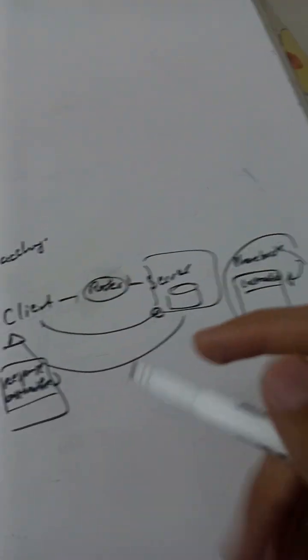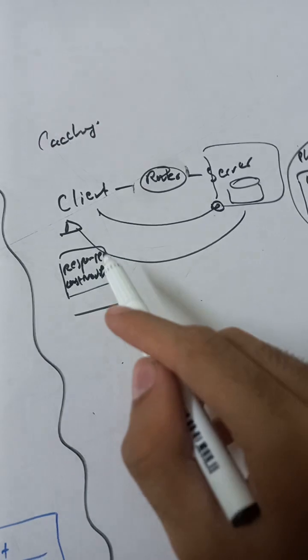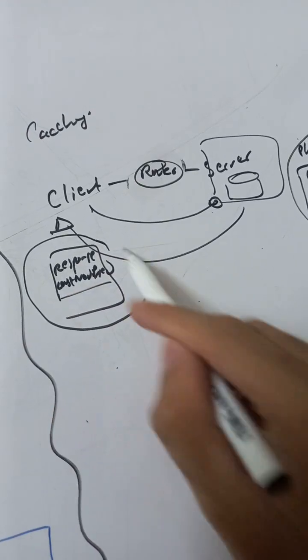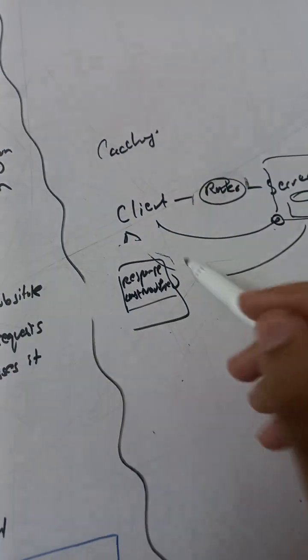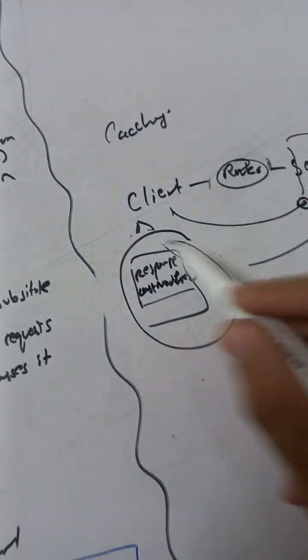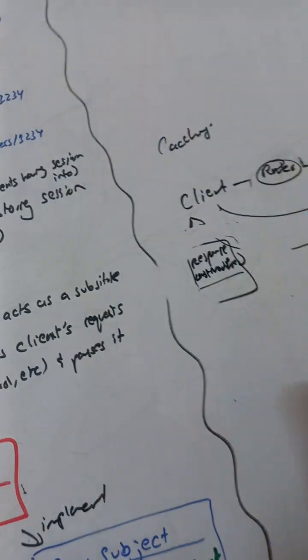Now imagine that the client wants to retrieve this information again, so it will first look at its own. So, let me do this again.